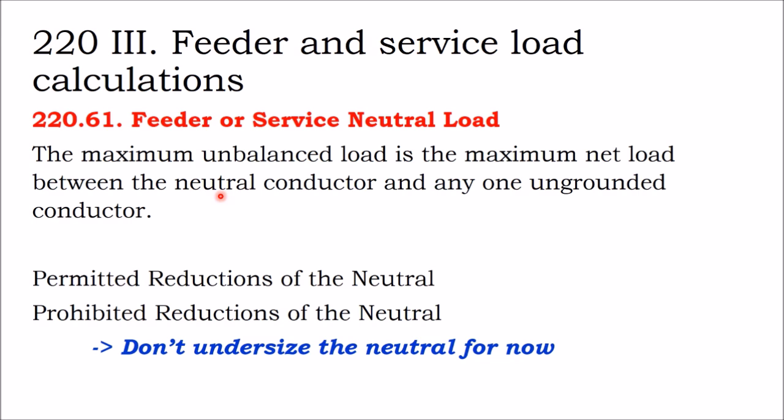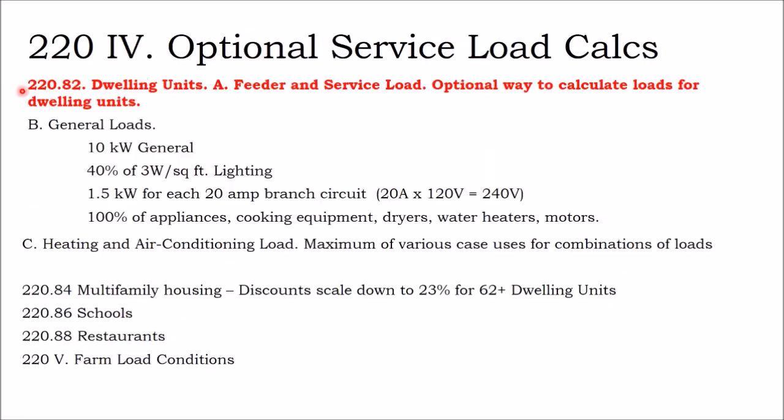But the National Electric Code is within reason. It says permitted reductions of the neutral, and so there will be a list of factors of when you can undersize the neutral, and then there are restrictions on when you can't. And you have to assume that the maximum unbalanced load is the full size of the maximum load on that one leg. And so for now, let's just assume that we're not undersizing the neutral. But if you need to have a full-size neutral and you don't, that could be a costly mistake.